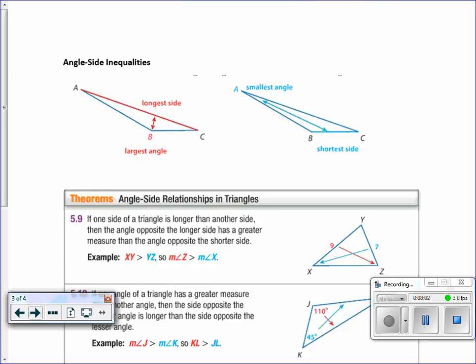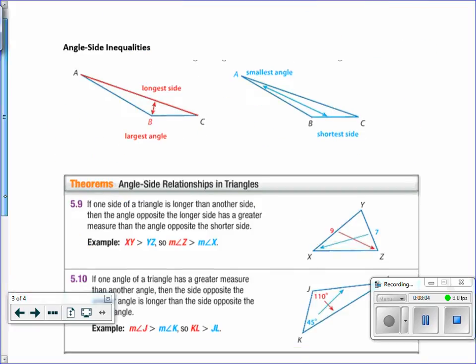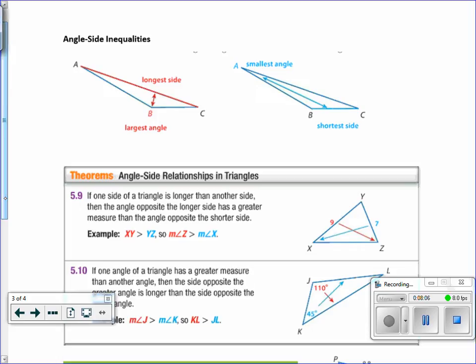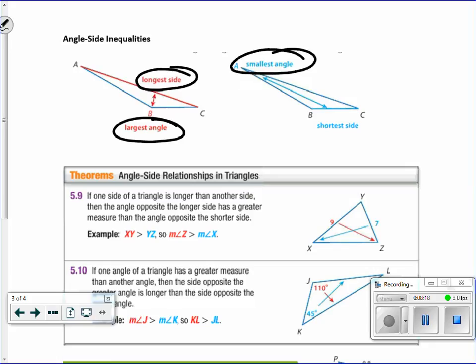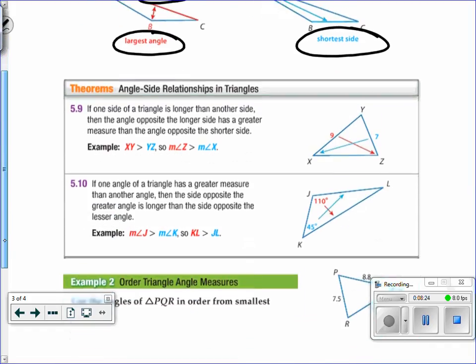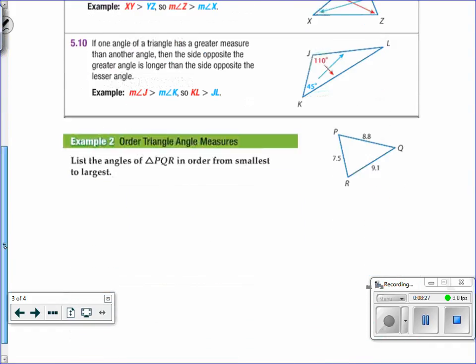On the next page, we're looking at comparing angles and sides, and the relationship basically says that whatever the largest angle is, the side opposite that is also going to be the largest side, and vice versa. And whatever the smallest angle is, the side opposite is going to be the shortest side, and vice versa. And that's all these theorems are telling me, that the angle and the opposite side are associated with each other.